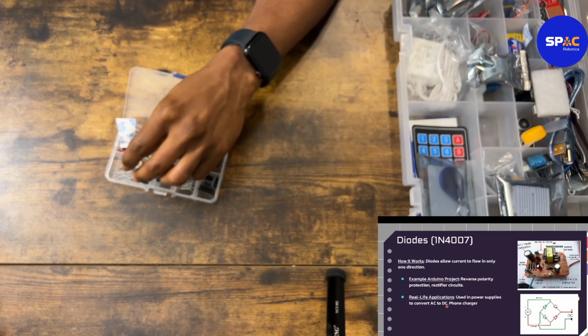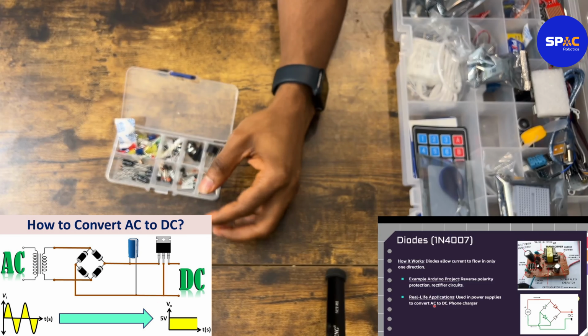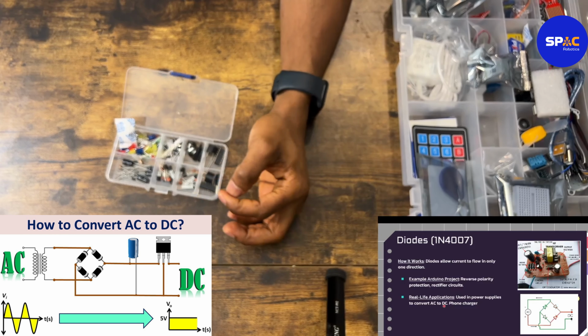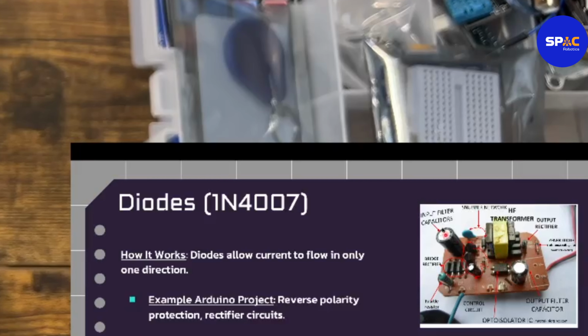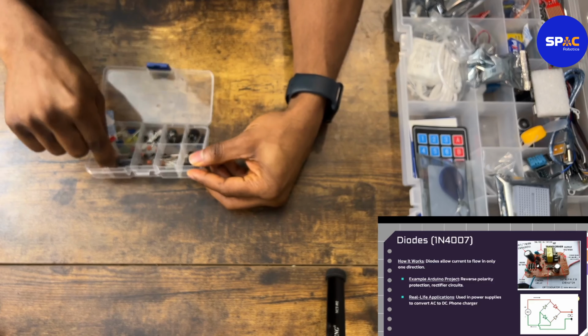In real-life applications, it is used to convert AC to DC, right? The power that you get from the power line is actually AC, alternating current. But most of the devices that we use require DC, like our phone charger, right? If you have a broken phone charger and you open it up, you see your capacitor, then the diode is right there. The diode is the one that will convert your AC to DC. And I think we have a diode in here, yeah, right there.